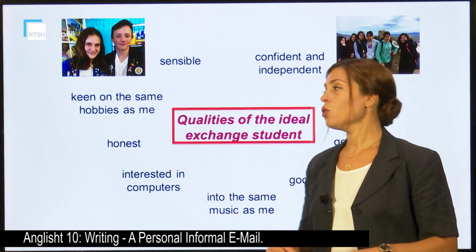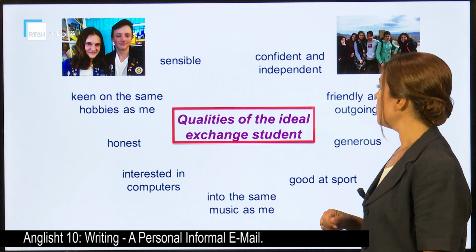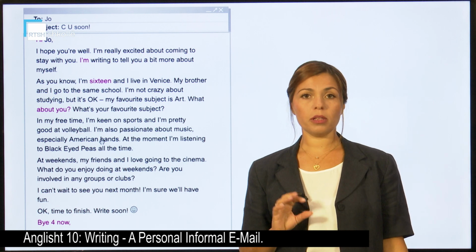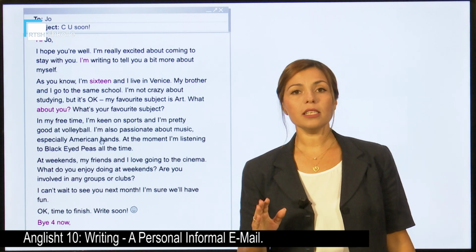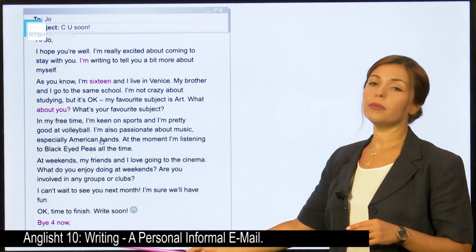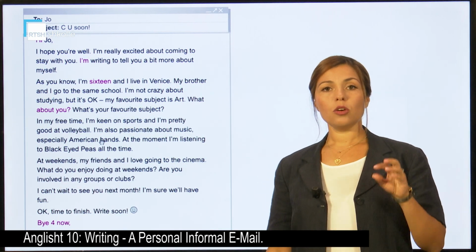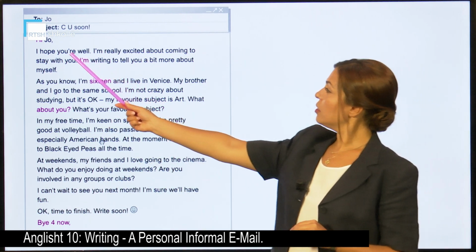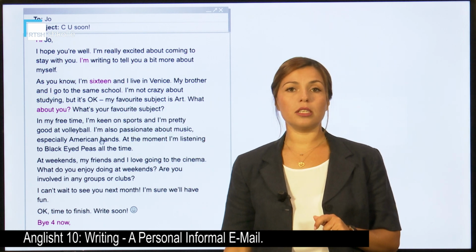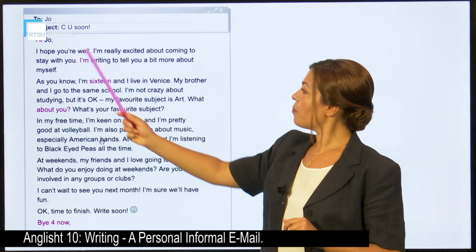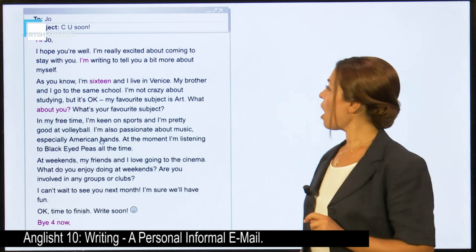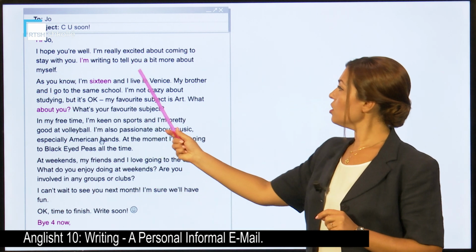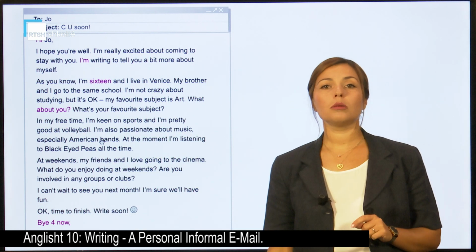Now, one by one, we're going to see the steps of writing an informal email. We have a model here, and we're going to analyze together what to write in every single paragraph. So we start by greeting, as you can see. Hi Joe, I hope you're well. I'm really excited about coming to stay with you. I'm writing to tell you a bit more about myself.